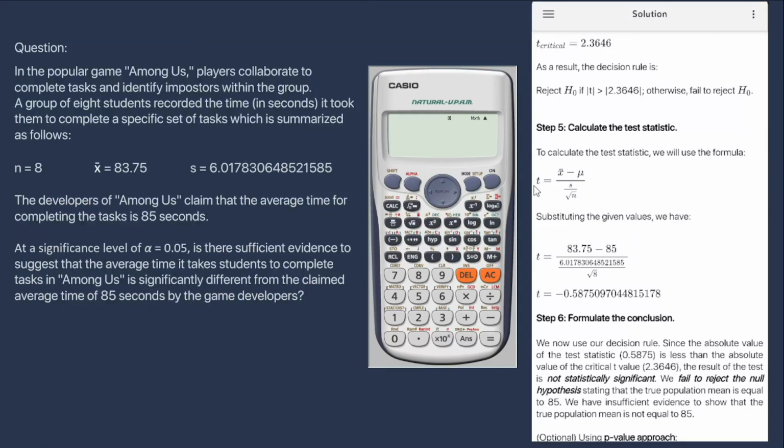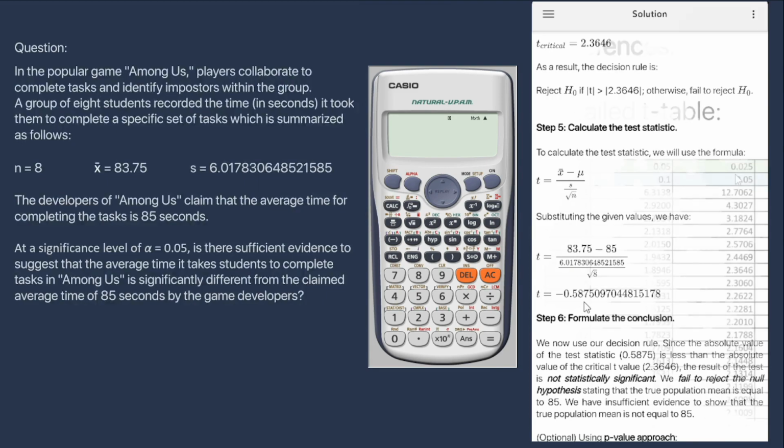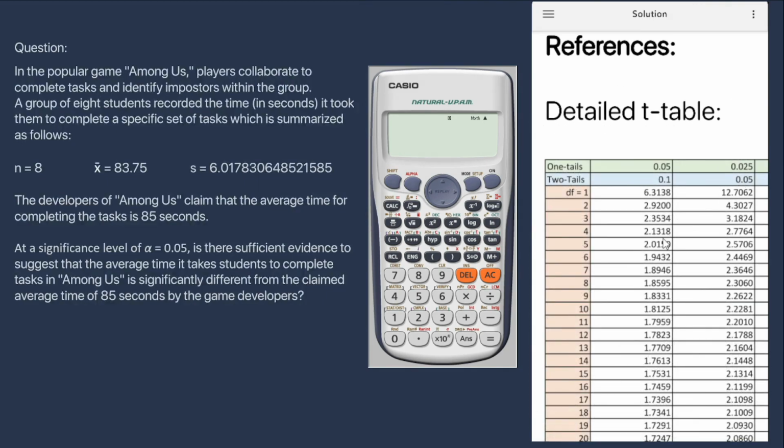So the formula is T is equal to the sample mean minus the population mean divided by the sample standard deviation divided by the square root of the sample size. And so the result is negative 0.5875. So the intersection of the degrees of freedom and the significance level alpha is 2.3646. And this is now our critical value.